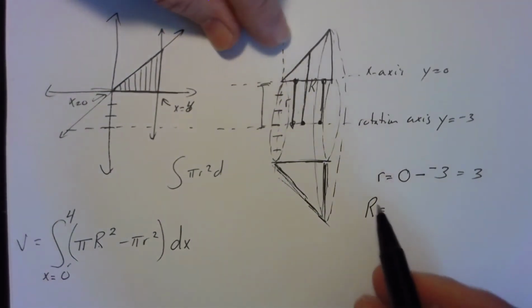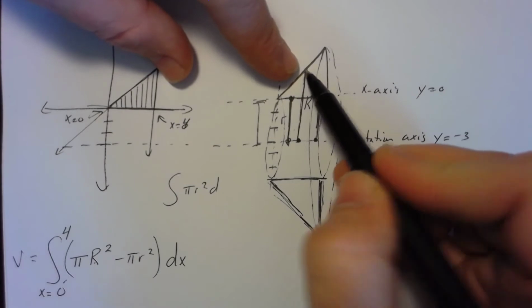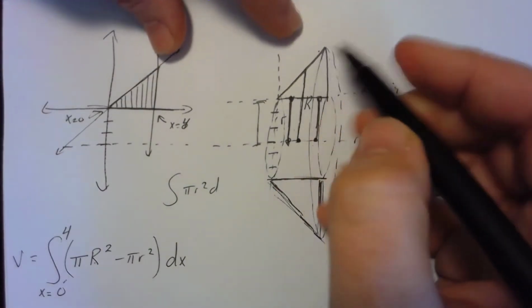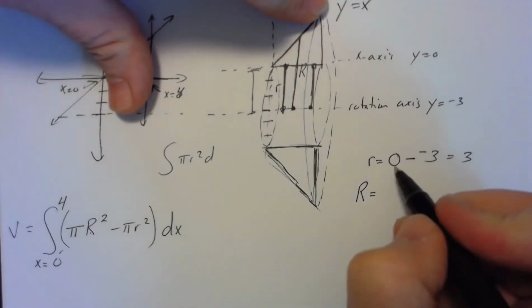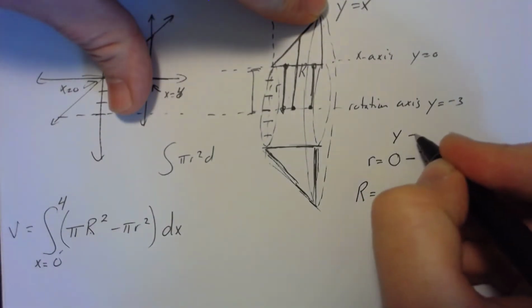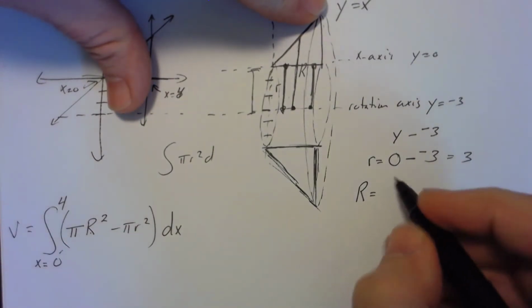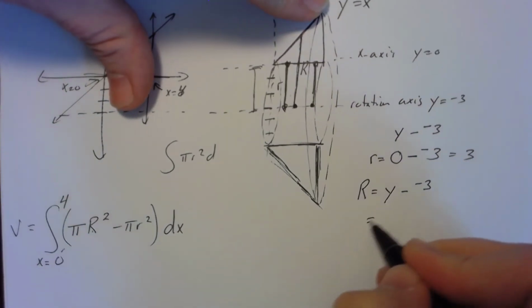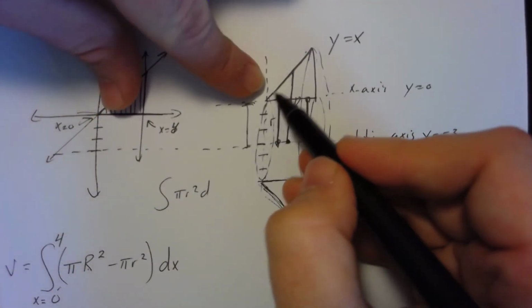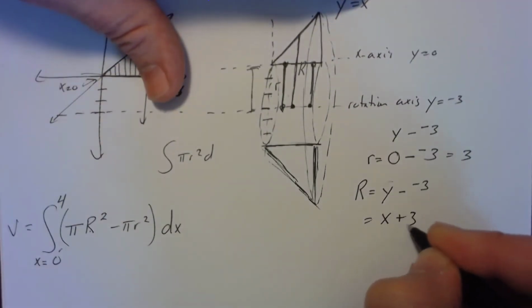Now our capital R, again, we're going to go out to the furthest location, which is way out here. So that function right there is the equation y equals x. This one down here is going to be more or less the same formula, y minus a -3, where my y value is the equation of this line. So y equals, in this case, x. So it's x plus 3.